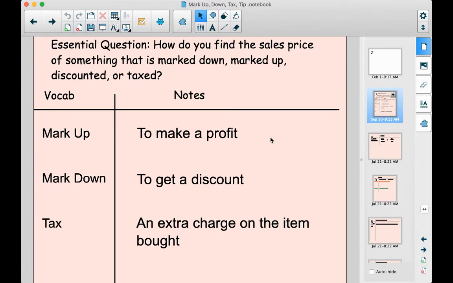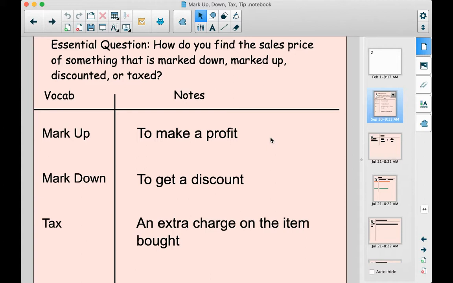All right. So our essential question: how do you find the sales price of something that is marked down, marked up, discounted, or taxed? So let's define those terms here real quick. A markup is when the store buys something from the people who make it and then increases the price by a certain percent so that they can make a profit, right? They wouldn't make any money if they sold it for the same amount they bought it for. So they get it for a certain amount, mark it up by a percent, and that determines how much money they get from selling it.